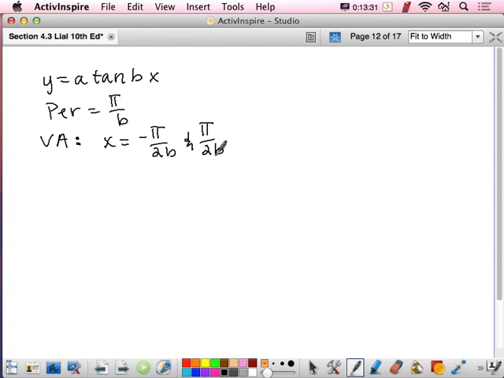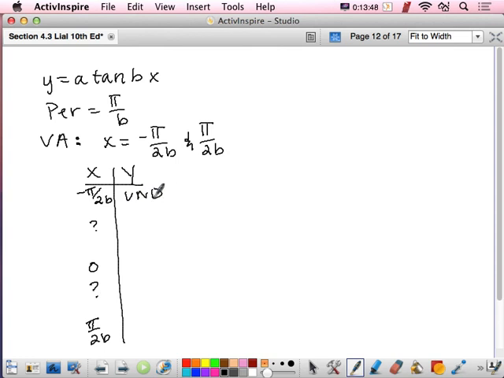Another way to think of it, your table will always look like this. We'll start at negative pi over 2b. It will end at positive pi over 2b. 0 will be in the middle, and these are the two that you'll fill in just by going in by halves. This will be undefined. This will be undefined. The middle will be 0.